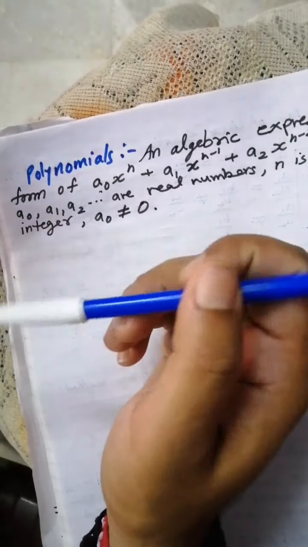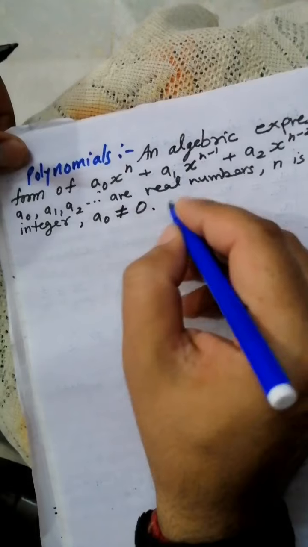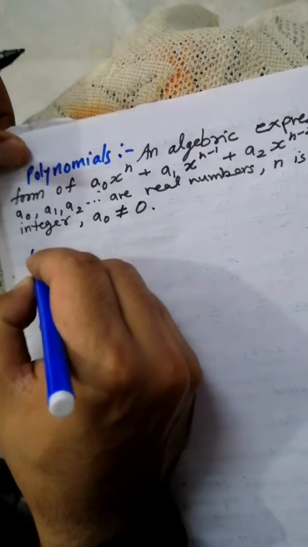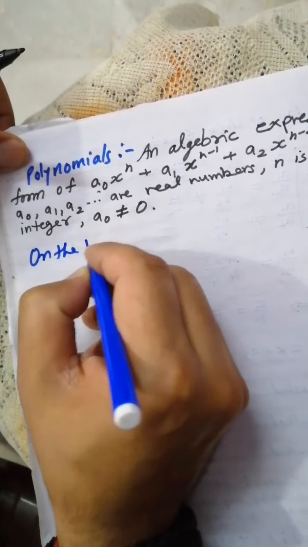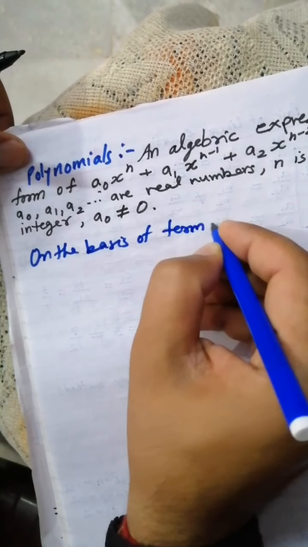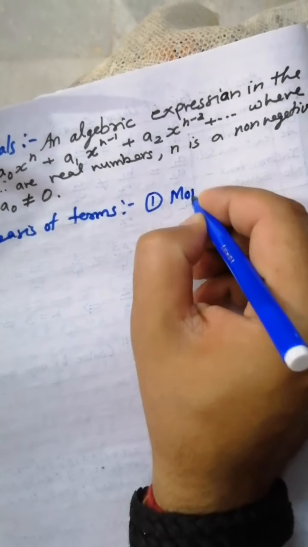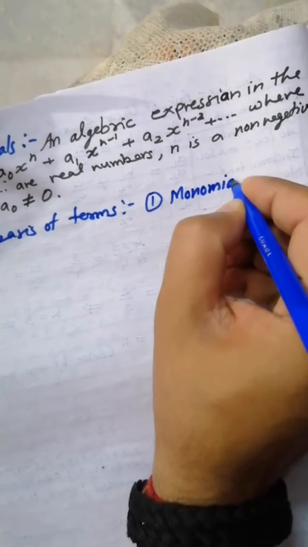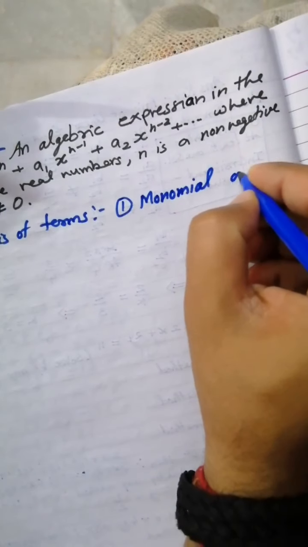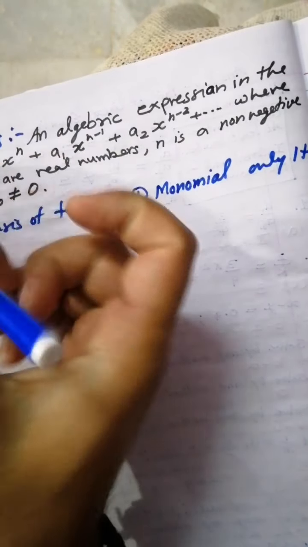Now how can we divide the polynomial? There are two types on which we can divide. Firstly, on the basis of terms. On the basis of terms, number 1 is monomial. In 9th class you already studied about this. Monomial means only one term. If it is only one term, it means monomial.